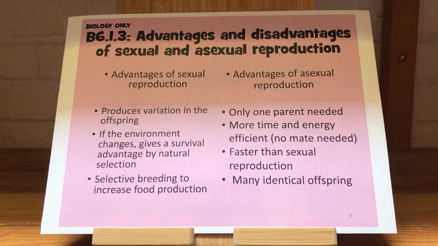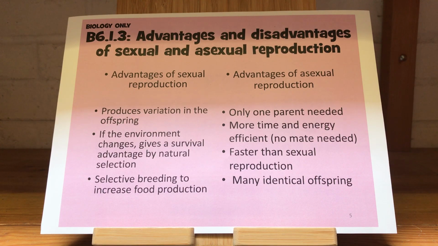So sexual reproduction, this is the one where there is fusion of gametes. So it produces variety in the offspring because the genes are coming from both of the parents. If the environment changes and we get some mutations and we get some features that are better, then natural selection can occur. And selective breeding using sexual reproduction can increase food production.